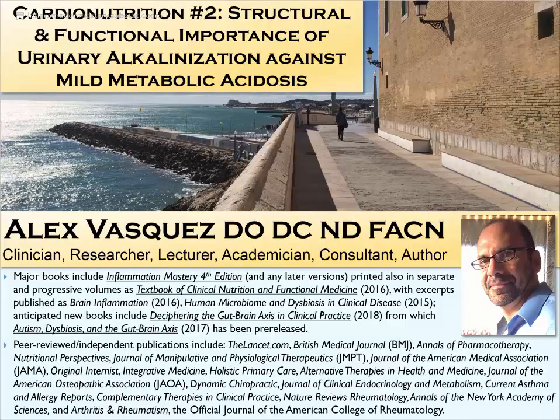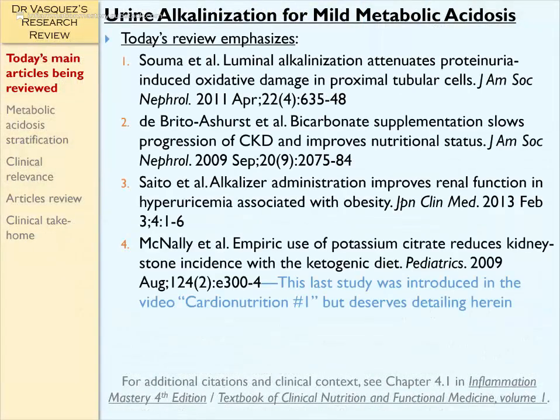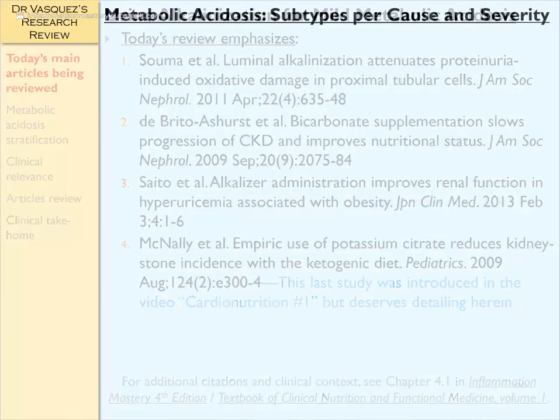Today I'm going to talk about the structural and functional importance of urinary alkalinization against mild metabolic acidosis. I'm going to start by reviewing the following articles, 3 of which are new, and the 4th is one that I introduced in cardio nutrition number 1, and I'm going to discuss that in more detail today.